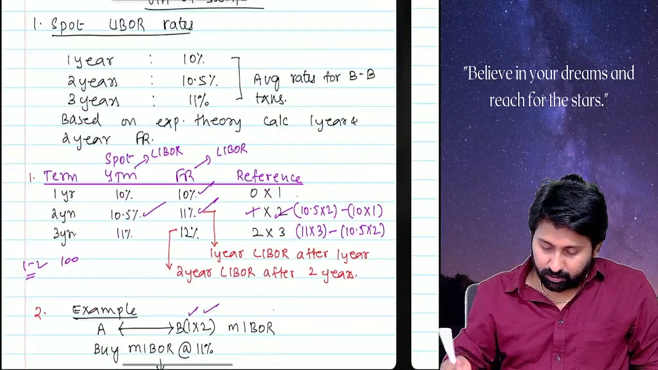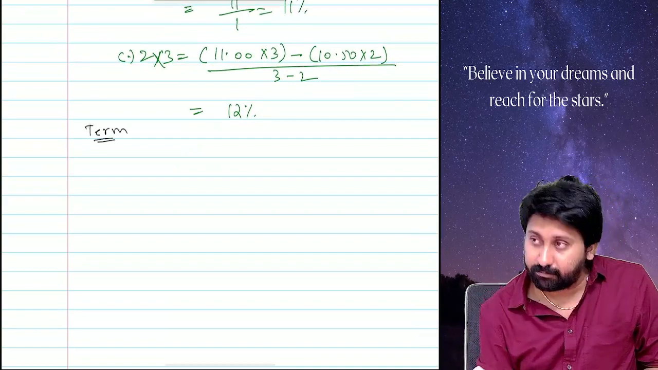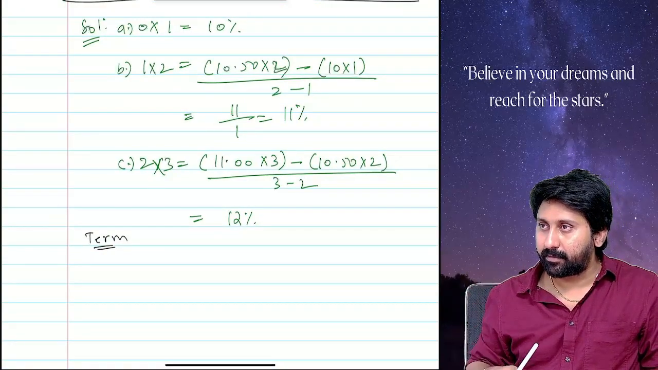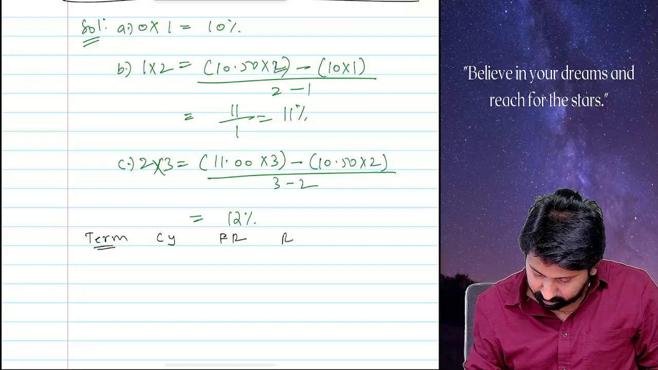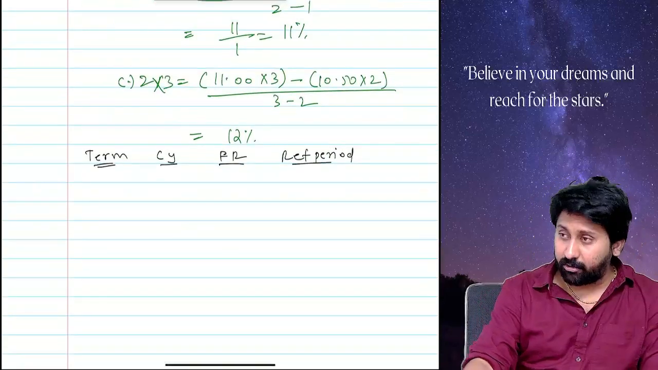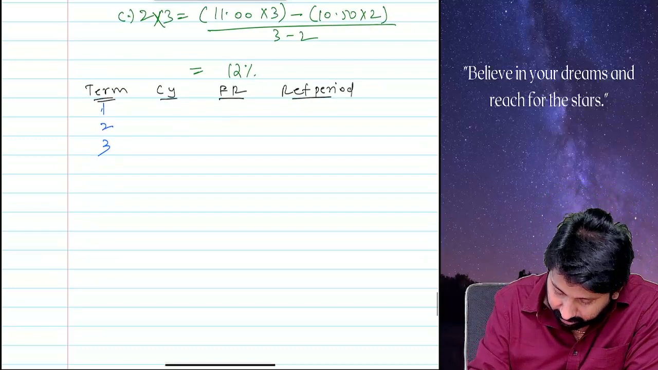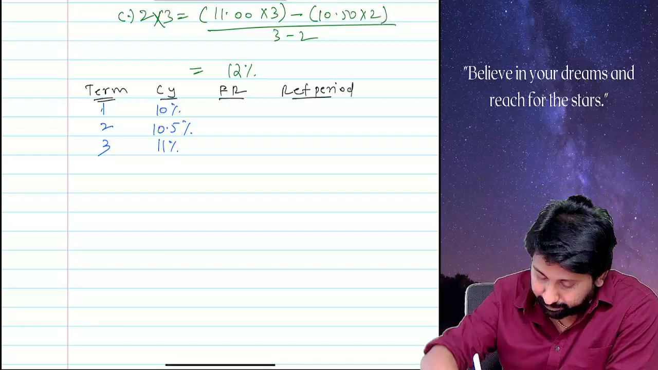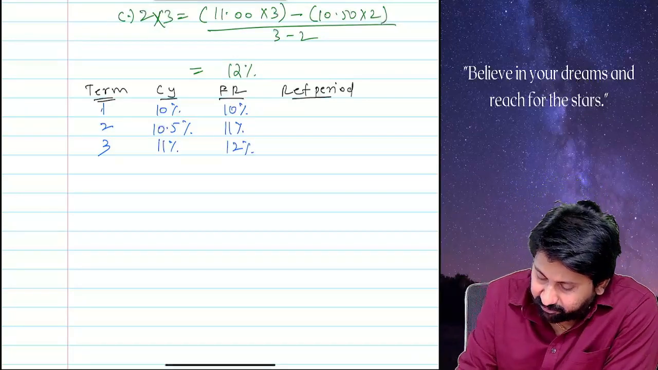Now, one point we completed. Now tell me. Write down. Term. Calculated. Tell me, write down, how many years is the term? 1, 2, 3. What is the current yield, the average yield? 10%, 10.5% and 11%. But what is the forward rate? 10, 11, 12. Now tell me, for the forward rate, what is the reference period?